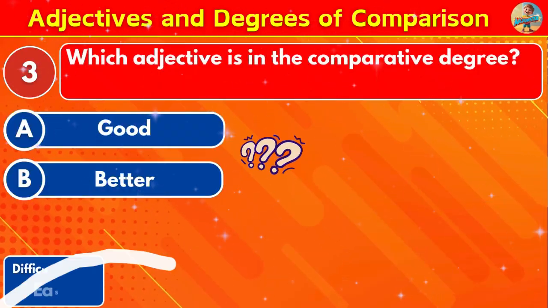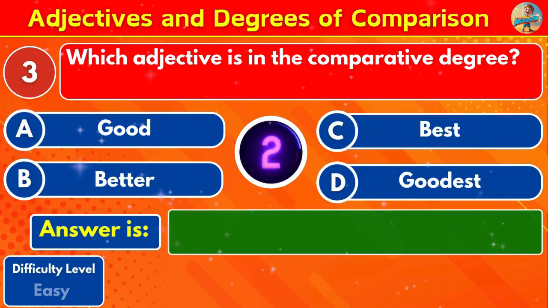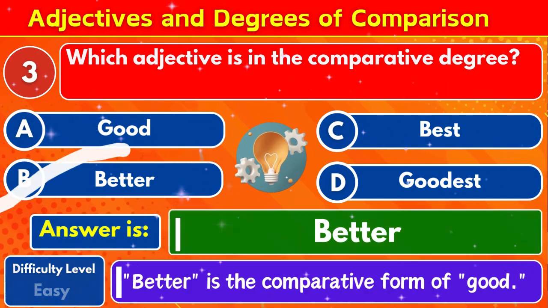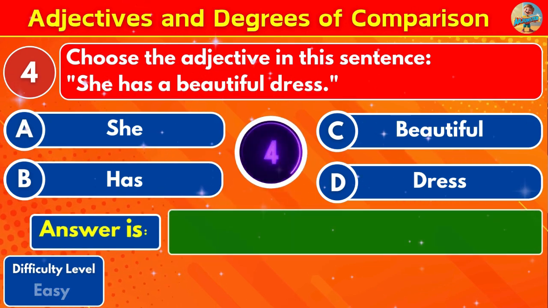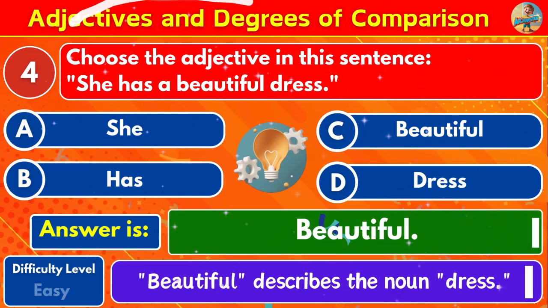Question 3 is, which adjective is in the comparative degree? Answer 3 is better. Question 4 is, choose the adjective in this sentence. She has a beautiful dress. Answer 4 is beautiful.